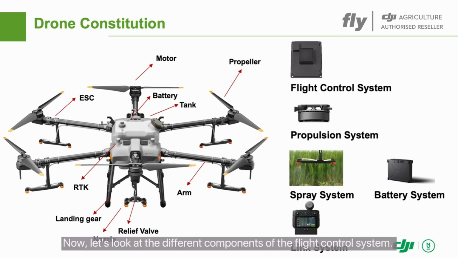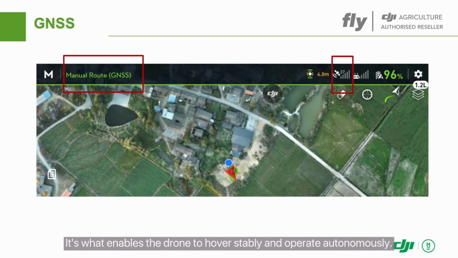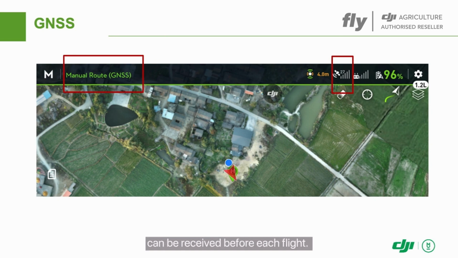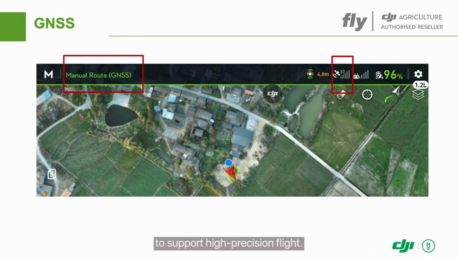Now, let's look at the different components of the flight control system. First, satellite positioning, or GNSS. It's what enables the drone to hover stably and operate autonomously. So you must ensure that at least 8 satellite signals can be received before each flight. However, the accuracy of satellite positioning isn't high enough to support high-precision flight.